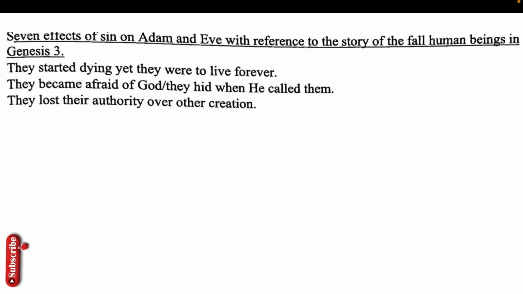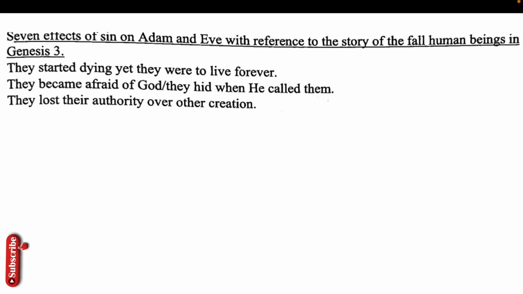There developed enmity between the human beings and the serpent. They were to toil in order to get their food. They became embarrassed because of their nakedness. They developed mistrust between man and woman. They were expelled out of the Garden of Eden. Or rather, you can just say they were separated from God.